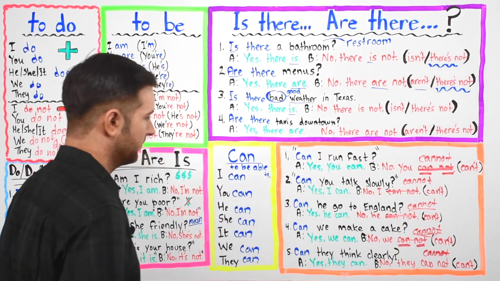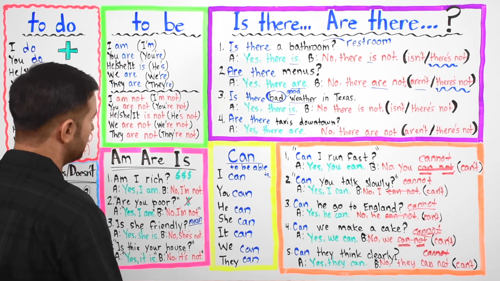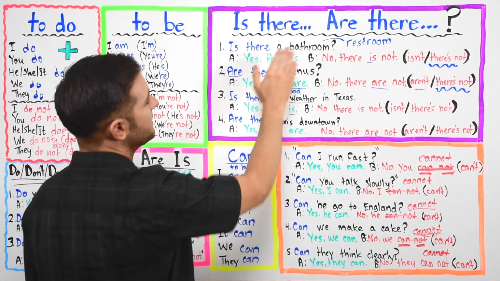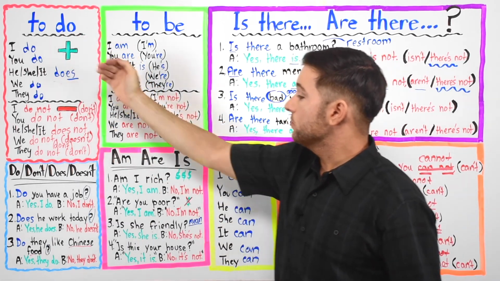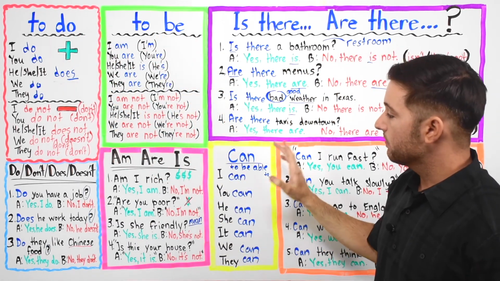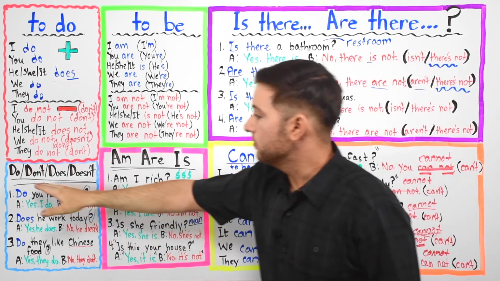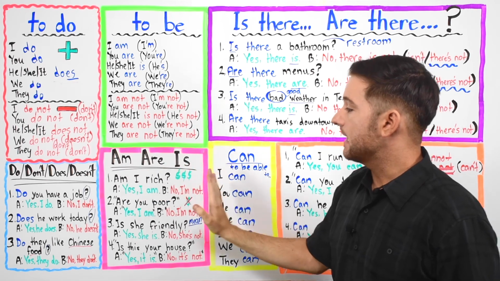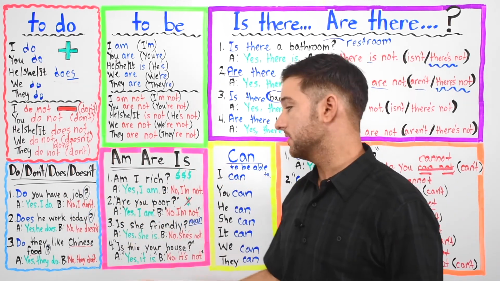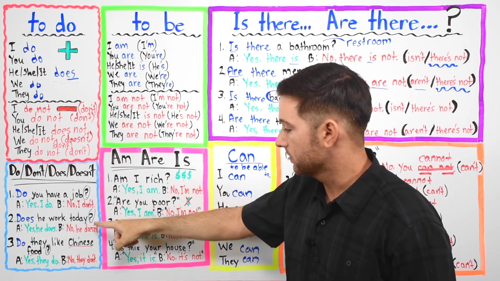All right, guys? So that's it when you want to ask questions using is there and are there, and we have the verbs to do and to be. And remember, when you want to ask questions, you use do, don't, does, and doesn't, and am, are, is at the beginning of your sentences, followed by question marks.